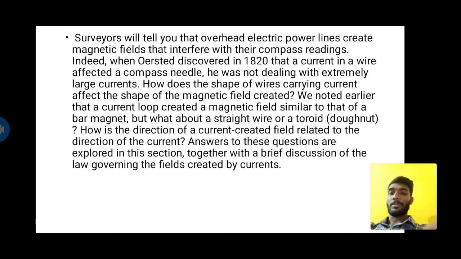How does the shape of wires carrying current affect the shape of the magnetic field created? We noted earlier that a current loop creates a magnetic field similar to that of a bar magnet. But what about a straight wire or a toroid? How is the direction of the current-created field related to the direction of current? Answers to these questions are explored in this section, together with a brief discussion of the law governing the fields created by currents.